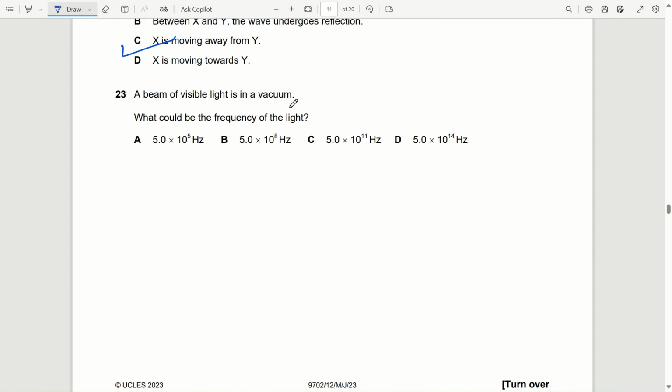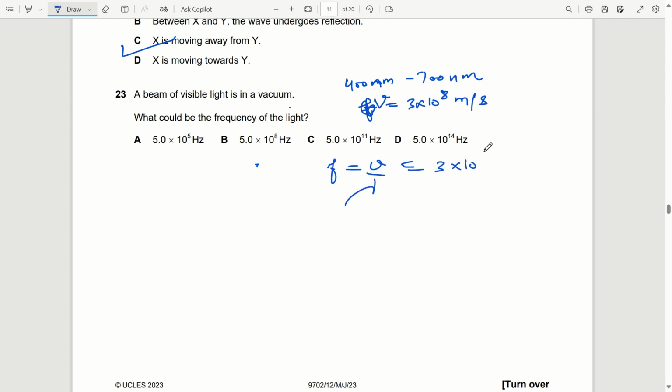Question 23, a beam of visible light is in vacuum. What could be the frequency of the light? We know that range of visible light wavelength is 400 nanometer to 700 nanometer. Speed is given as 3 into 10 raised to power 8 meter per second. So any value you can take, let's take 500 nanometer. Frequency will be equal to speed by lambda. Speed is 3 into 10 raised to power 8 divided by lambda.